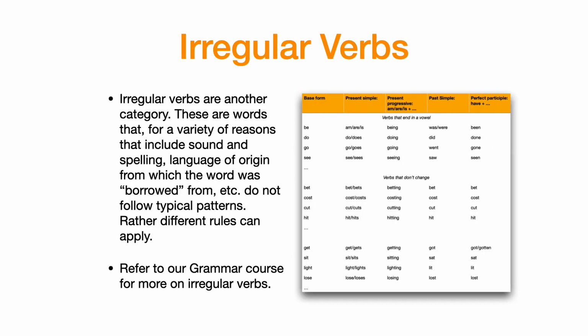Irregular verbs. Irregular verbs are another category. These are words that, for a variety of reasons that include sound and spelling, language of origin from which the word was borrowed, etc., do not follow typical patterns. Rather, different rules can apply. Refer to our grammar course for more on irregular verbs.